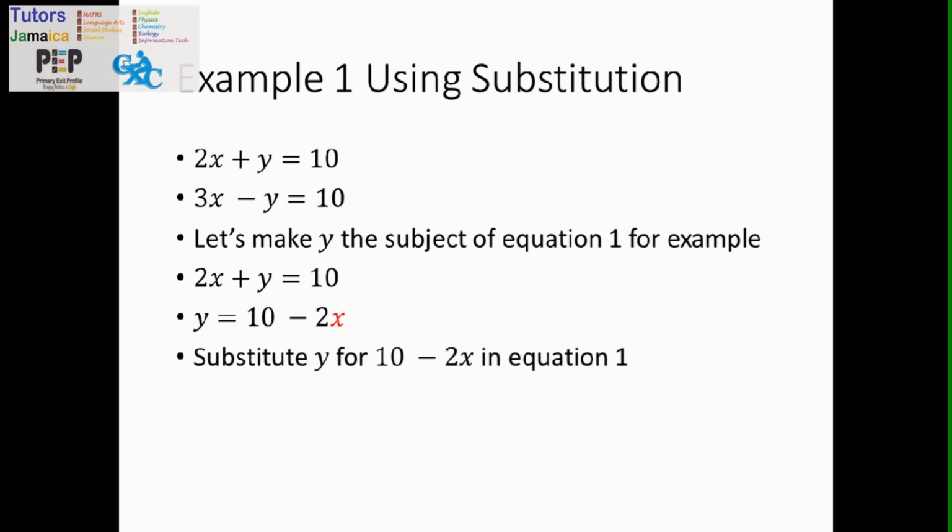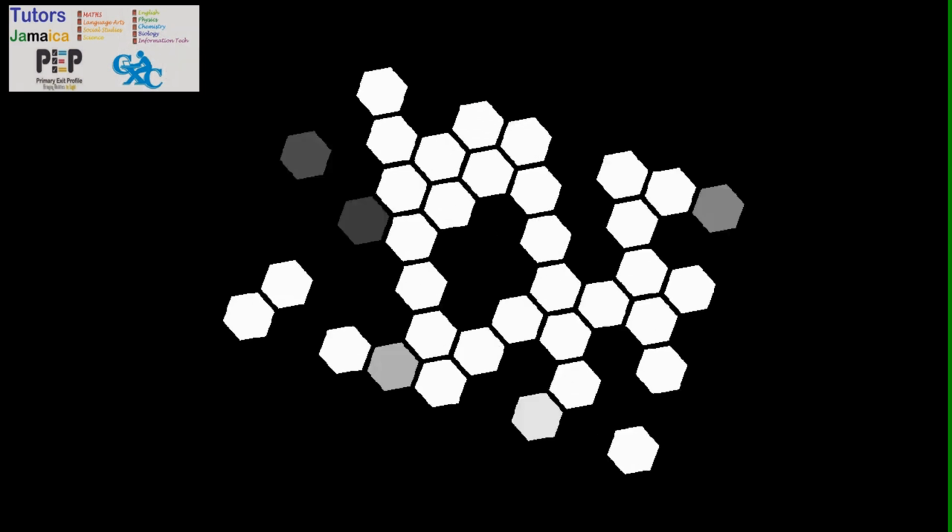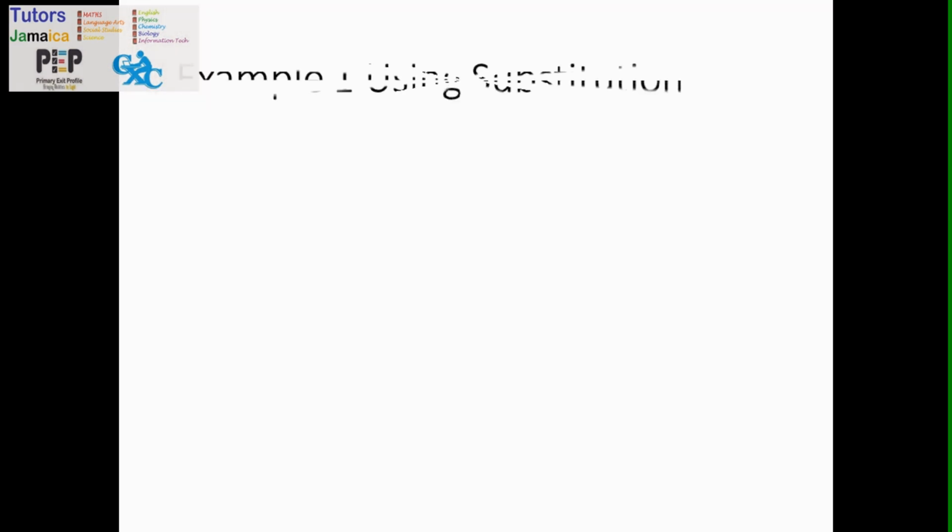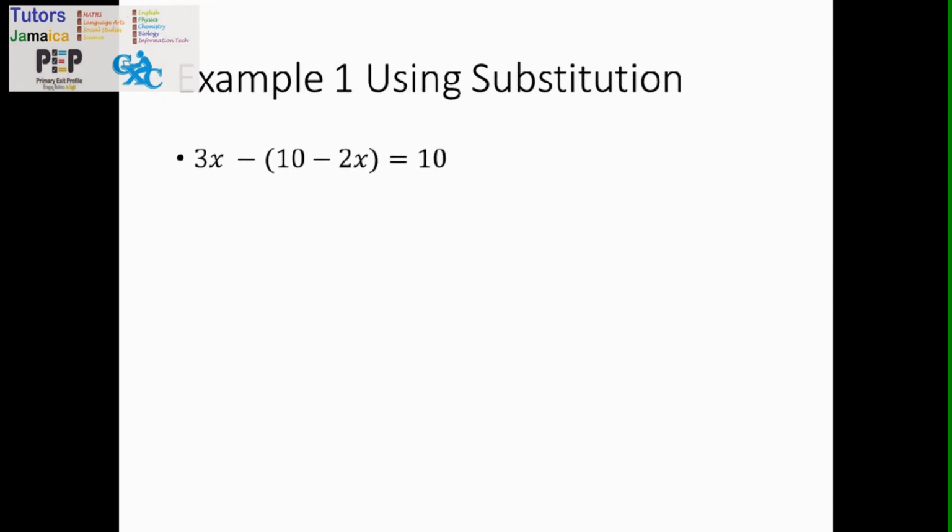So now we're going to substitute y for 10 minus 2x in equation 2 actually. So 3x minus y equals 10. We replace y with 10 minus 2x, so we get 3x minus, open bracket, 10 minus 2x, close bracket, equals 10. So let's continue to look at this example. Alright, so as we said, 3x minus (10 minus 2x) equals 10.